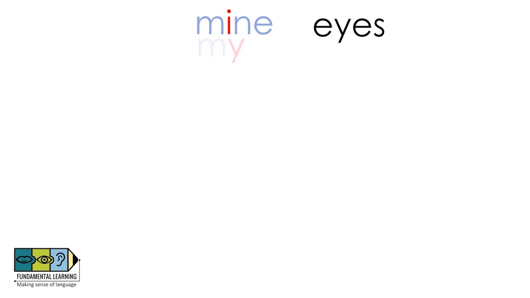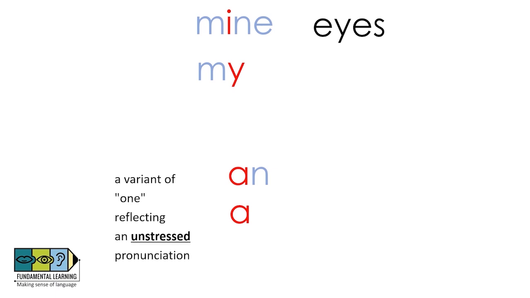So mine got reduced to my over time. Anne got reduced to a, both being variants of one and reflecting an unstressed pronunciation. In fact, when we have that indefinite article like a crocodile, often it's reduced to just that schwa, that a crocodile.